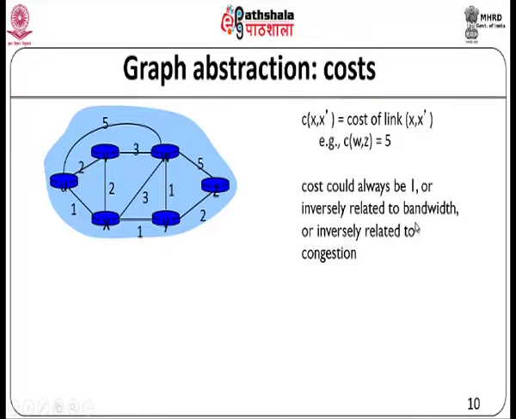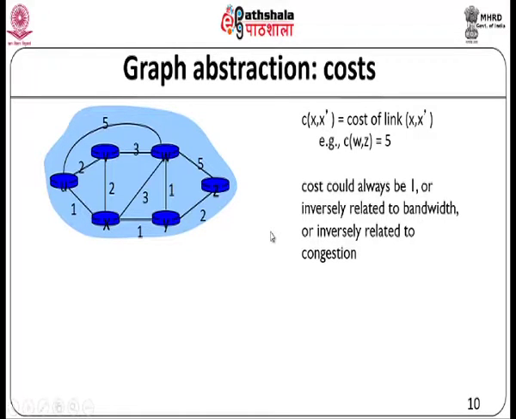So, higher the bandwidth, lower the cost, as it will reach faster, or the cost could be inversely related to congestion. If you have higher congestion, you may not want to take that path, right. So, you may give a higher cost to that particular path and so on. So, you can determine the cost of each of these links, the cost that you are assigning to these edges, based on the criteria that you want to use to determine an optimal path from a source to the destination.